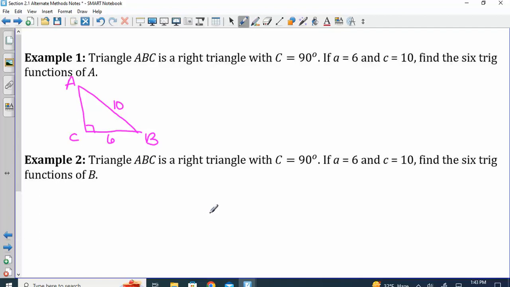Find the 6 trig functions of A. What do I need to do here? We have to find B. How can we get that? Pythagorean theorem. A squared plus B squared equals C squared. Just like x squared plus y squared equals r squared. Okay, so my A is 6. I don't know B. C is 10.